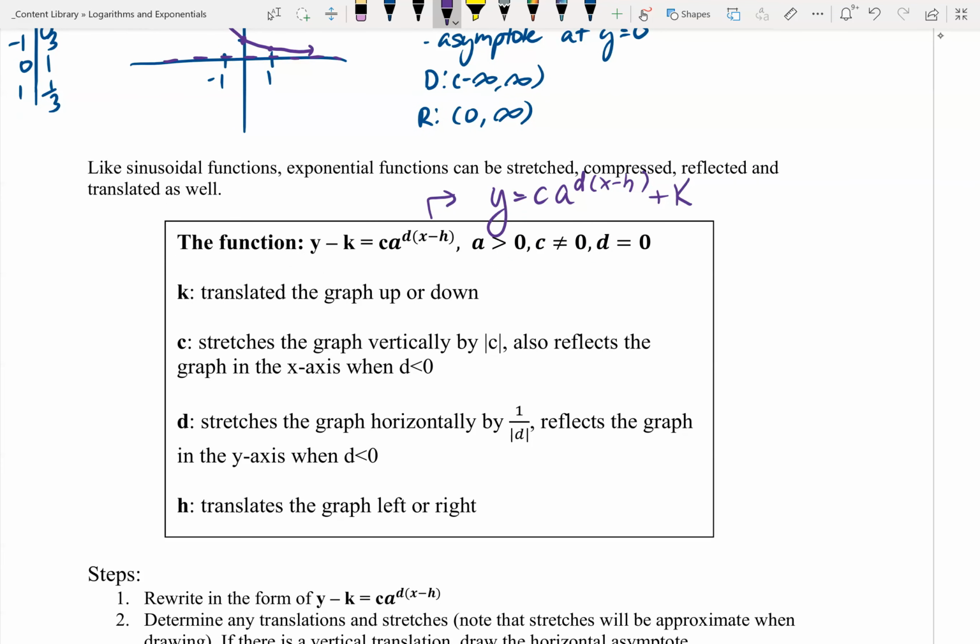So here's a brief description of what I just said. K again translates the graph up or down. C stretches the graph vertically. It also can reflect the graph in the x-axis if you have a negative. D stretches the graph horizontally by 1 over D and reflects the graph in the y-axis if D is negative. And lastly, H translates the graph from left to right.